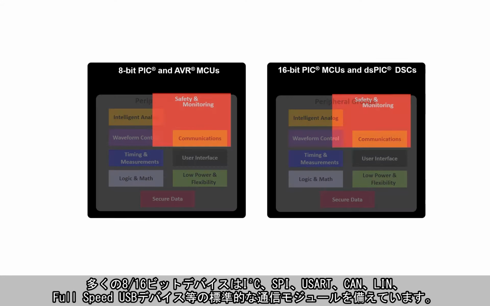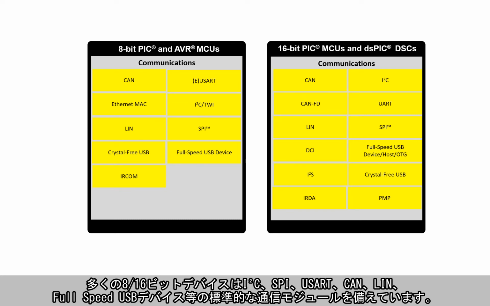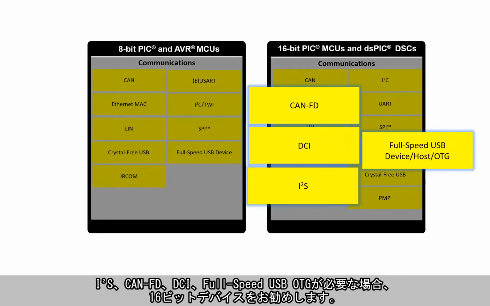Standard communication peripherals are integrated on many 8 and 16-bit devices, including I2C, SPI, USART, CAN, LIN, full-speed USB device, and more. Designers requiring integrated inter-IC sound, CAN FD, DCI, or full-speed USB on-the-go will want to take a look at Microchip's 16-bit products.